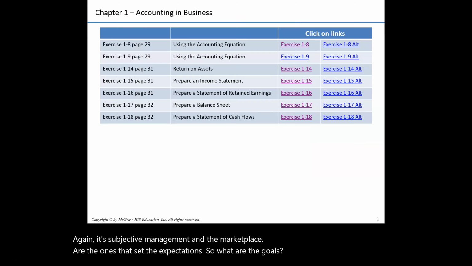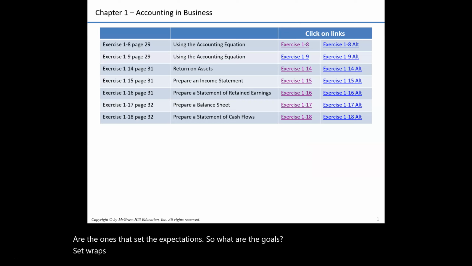So that wraps up Chapter 1 in terms of doing a couple of example problems. I'll do some for Chapter 2 and Chapter 3, and I will get those posted for you as well.